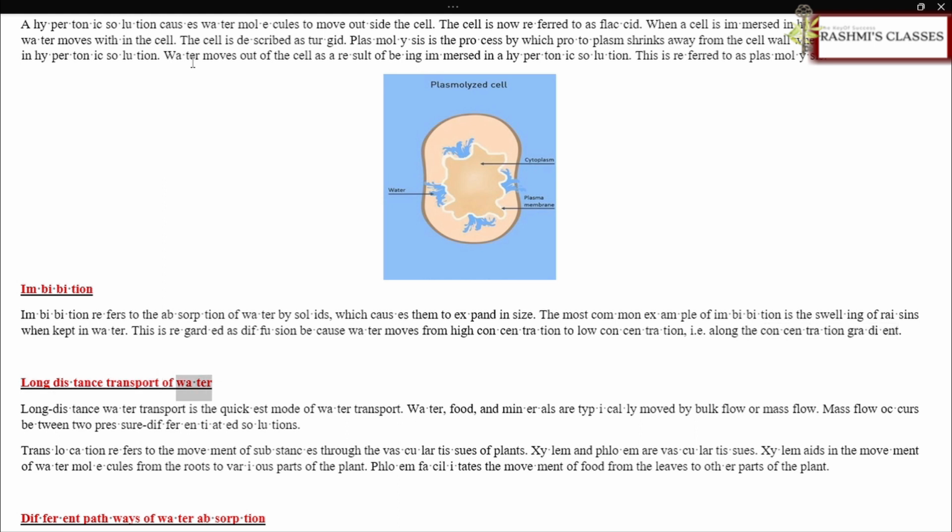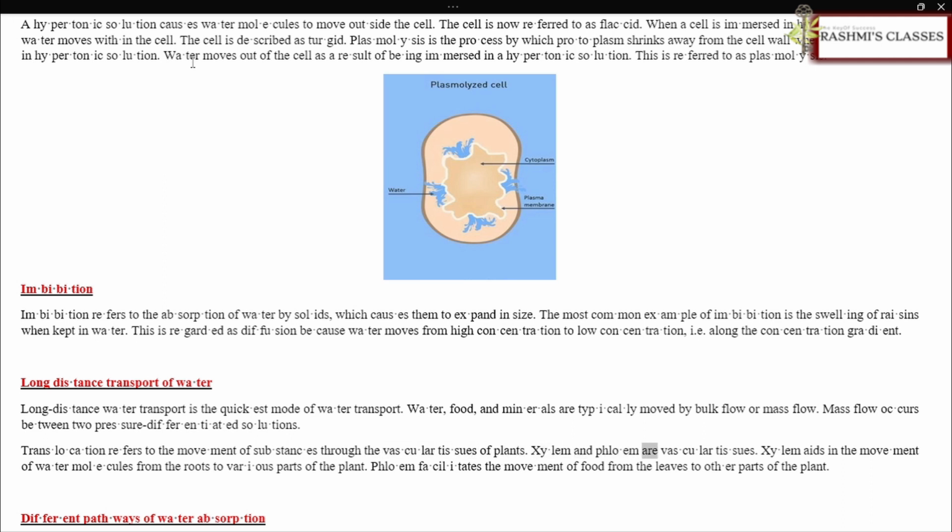Long-distance transport of water. Long-distance water transport is the quickest mode of water transport. Water, food, and minerals are typically moved by bulk flow or mass flow. Mass flow occurs between two pressure-differentiated solutions. Translocation refers to the movement of substances through the vascular tissues of plants.